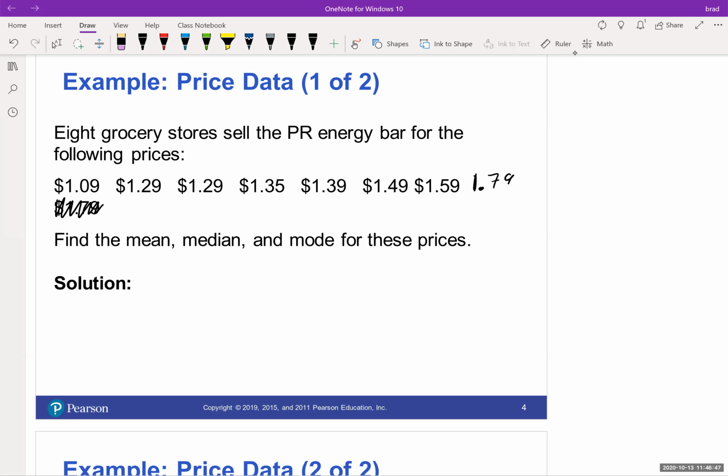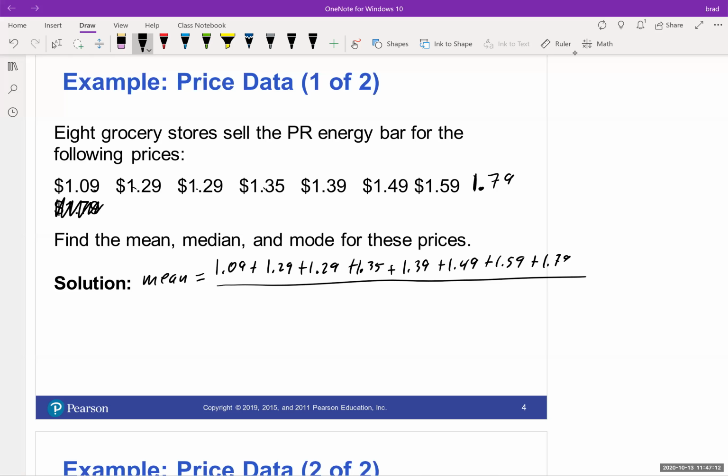Find the mean, median, and mode for these prices. First, let's find the mean, because the mean will be the harder one. So what you do is you do 1.09 plus 1.29, and you do all this on your calculator, you guys, plus 1.29 plus 1.35 plus 1.39 plus 1.49 plus 1.59 plus 1.79, and then how many values were there? 1, 2, 3, 4, 5, 6, 7, 8. You divide that by 8. Now we should be able to find what the average dollar amount is for an energy bar. When you plug this in your calculator, we should get $1.41 is our average, okay? So this means that our average or expected value to pay for this energy bar is $1.41.